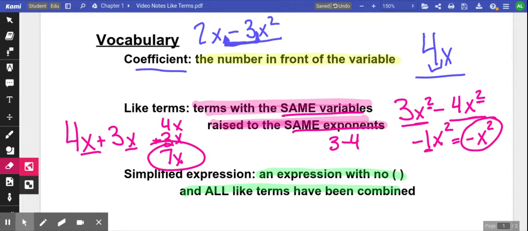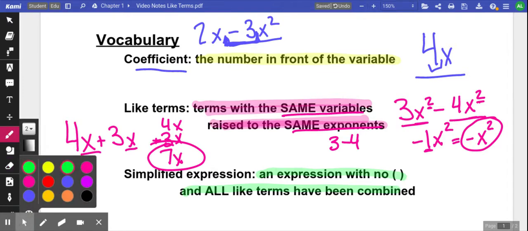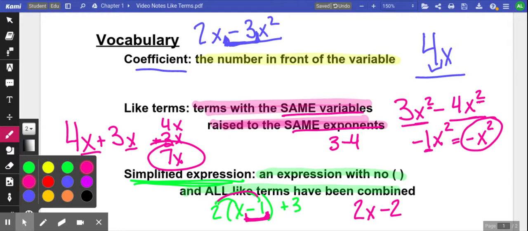All right, in a simplified expression, that is what we're trying to do with all of these different problems. We're trying to simplify these expressions. So we want to get rid of any parentheses using that distributive property. Okay, and we want to combine any like terms. Okay, so here I would think, okay, I have parentheses. Let's distribute out the 2. 2 times x is 2x. 2 times negative 1, can't forget that. 2 times negative 1 is negative 2.